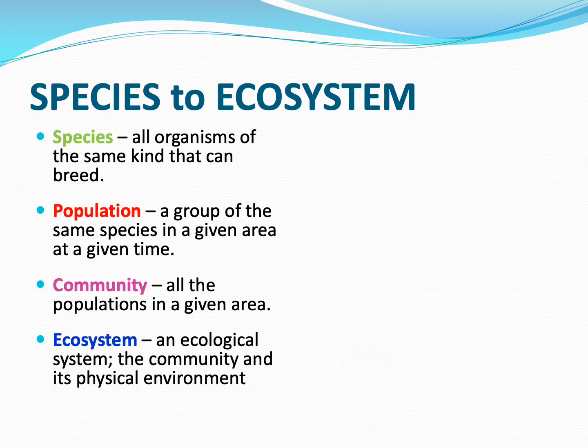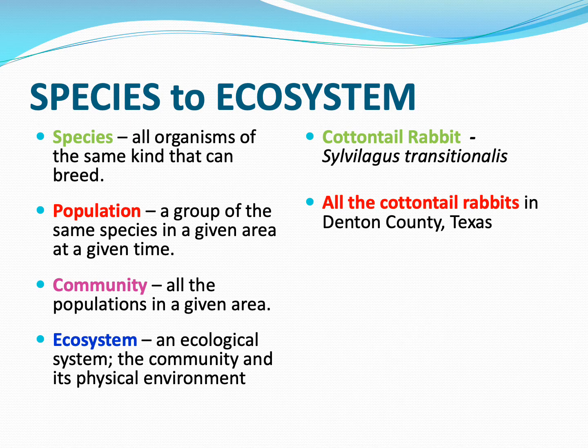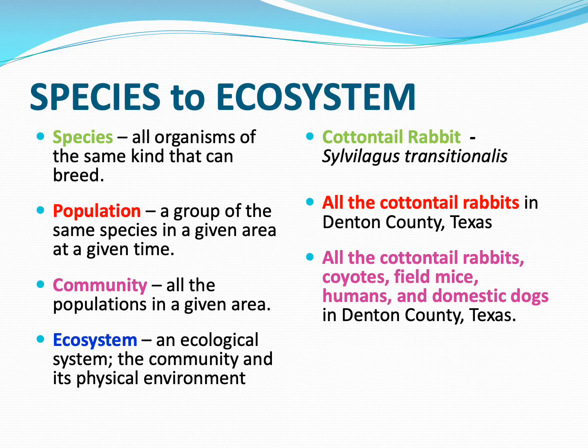When we look at the different hierarchy or levels within an ecosystem, we can start at the bottom and look at the individual species. These are all organisms of the same kind that can reproduce together. So in our part of the state, we could talk about cottontail rabbits. Cottontail rabbits would be a species. If I talked about all the cottontail rabbits within Denton County, I'd be talking about a population. That's a group of the same species in a given area at a given time. When you combine the rabbits and the coyotes and the mice and the humans and the dogs in Denton County, then you're talking about the community level.